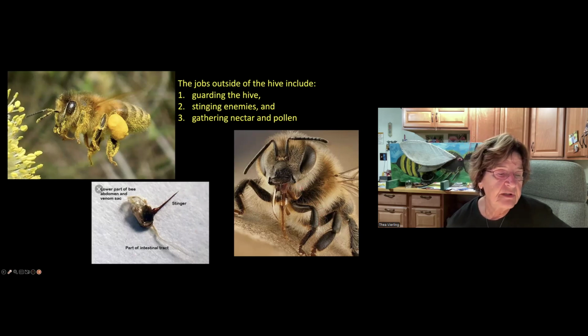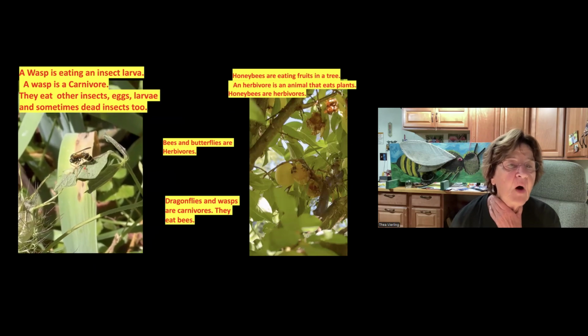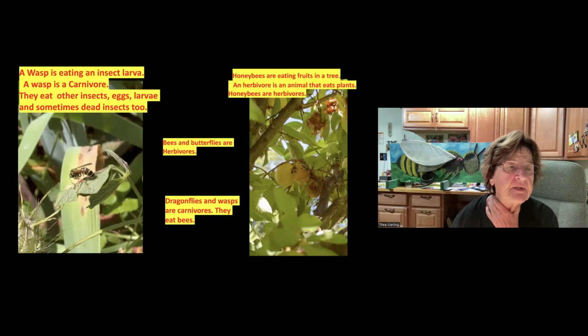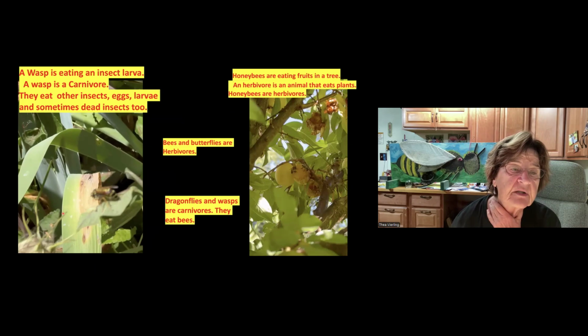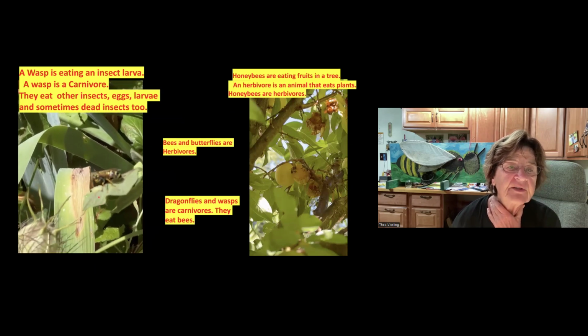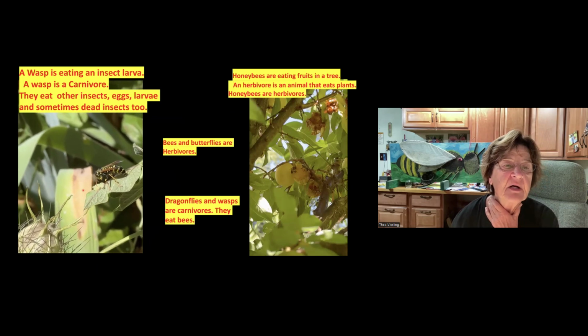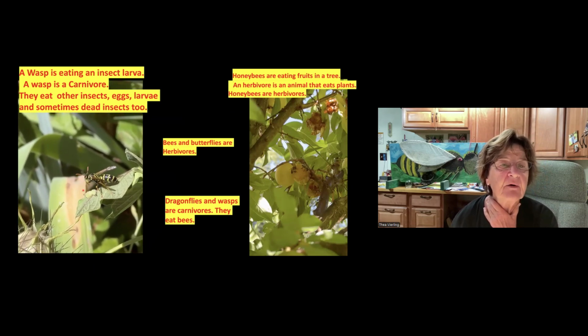Okay, let's go to the next slide. You know, this is a picture of a wasp over here. Now, a wasp is a carnivore. Carnivores eat meat. And this is the larva, probably of a butterfly. Watch it gobble down. It's got its four legs and it's picked up a piece of that caterpillar and it's just chowing down on it.